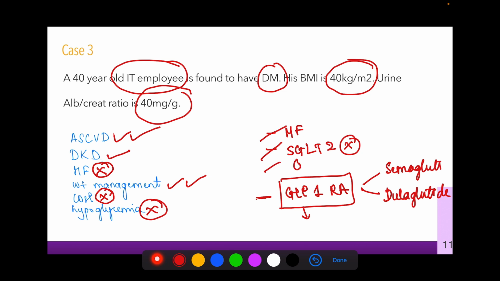or gliptins. Gliptins are weight neutral. Metformin causes modest weight loss. SGLT2 inhibitor causes weight loss. It is also protective in diabetic kidney disease. Then gliptins. If the patient cannot afford a GLP-1 receptor agonist, metformin, or SGLT2 inhibitors, only then I would go for gliptins. Is this clear?